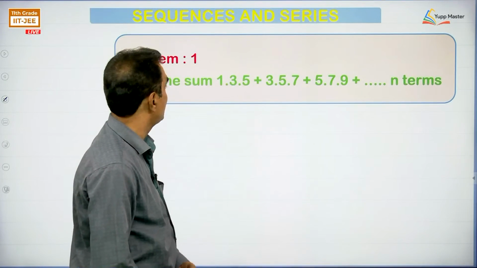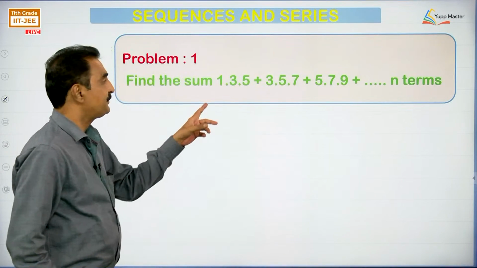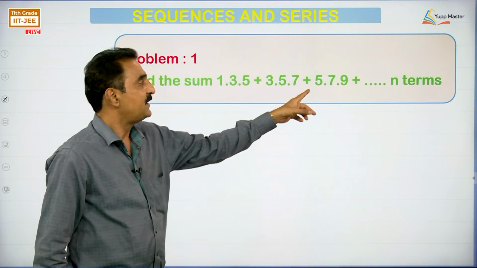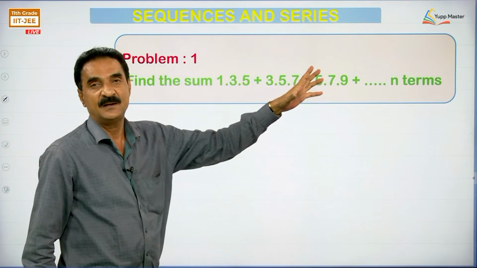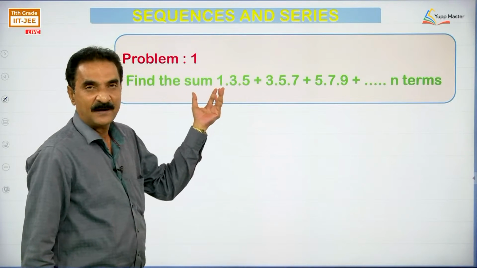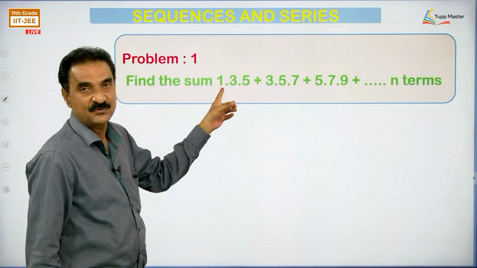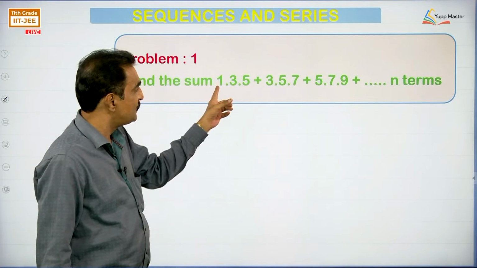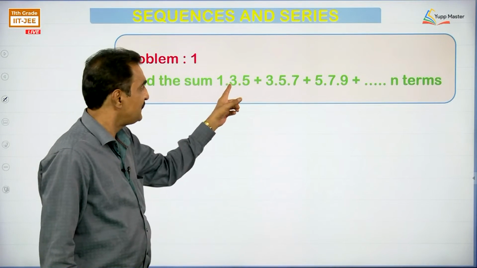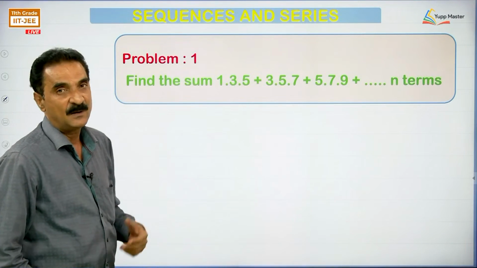First, let us take up the question. Find the sum 1 into 3 into 5 plus 3 into 5 into 7 plus 5 into 7 into 9 and so on till n terms. In this, every term has 3 factors which are in AP with common difference 2. The first factors 1, 3, 5 and so on are in AP with common difference 2. Second factors are also in AP with common difference 2. Third factors are also in AP with common difference 2.